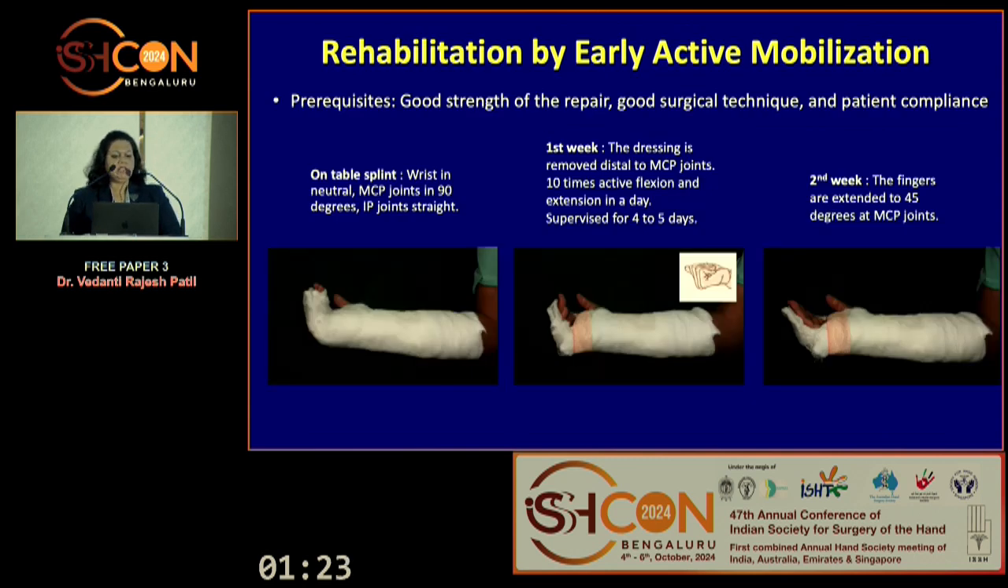So our rehabilitation protocol is by early active mobilization. As you can see on the table, we give a splint with the wrist in neutral, MCP in 90 degrees and IP joint straight. In the first week, the dressing is removed distal to the MCP joints and active flexion and extension motion is started.